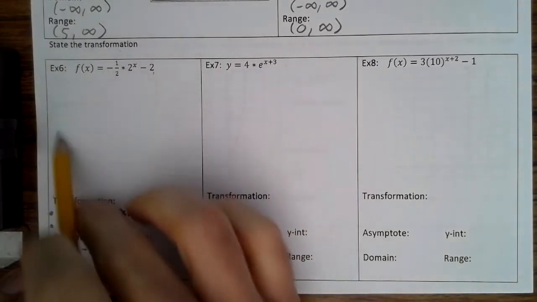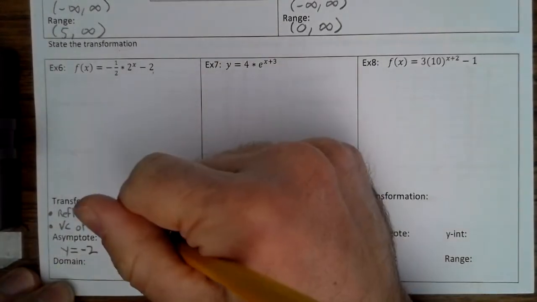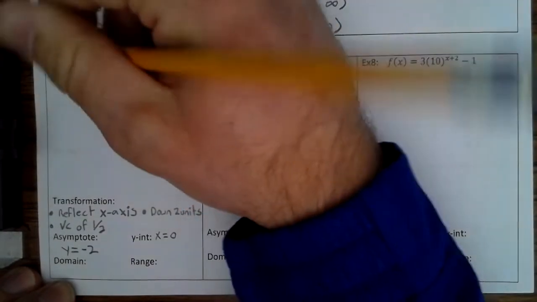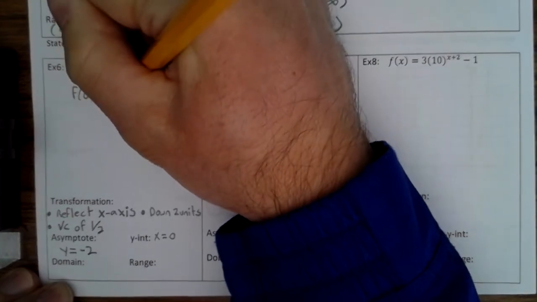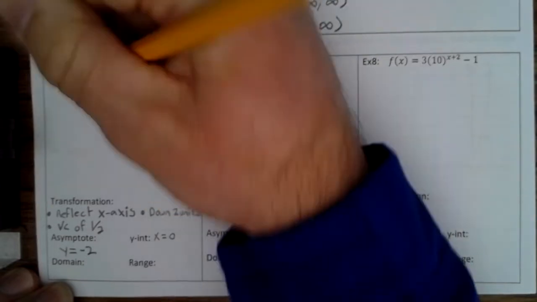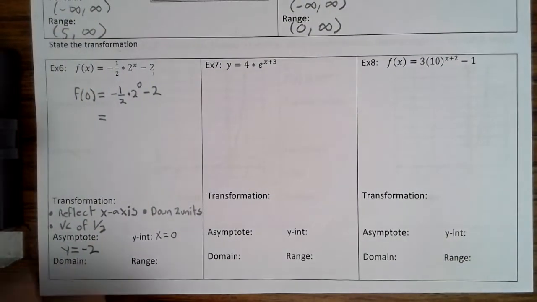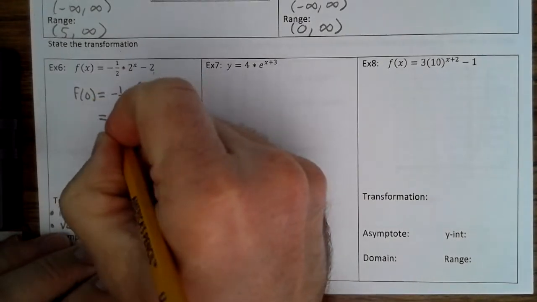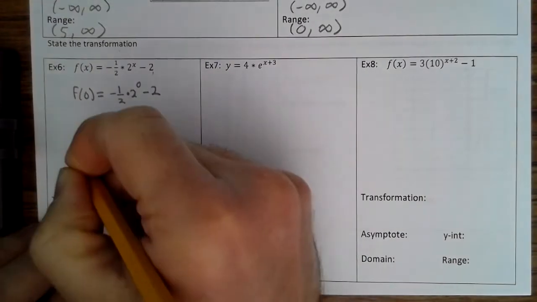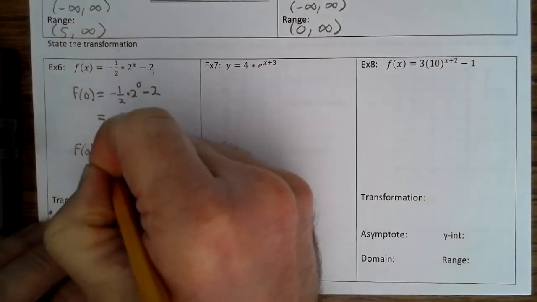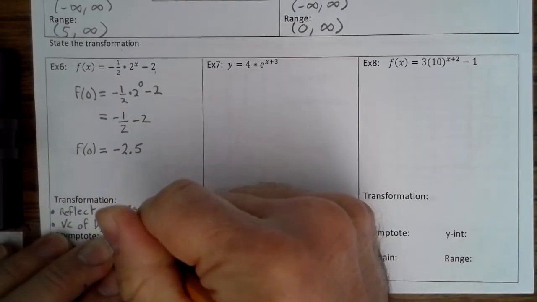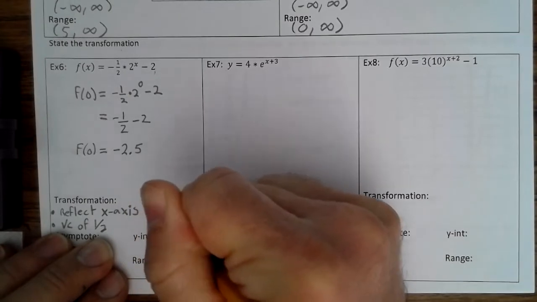Now, the y-intercept is why I left all the space for this work. To find the y-intercept, it's when x equals 0. So you have f of 0 equals negative 1/2 times 2 to the 0 minus 2. Well, that equals negative 1/2 minus 2, which equals negative 2.5. So your y-intercept is (0, -2.5).